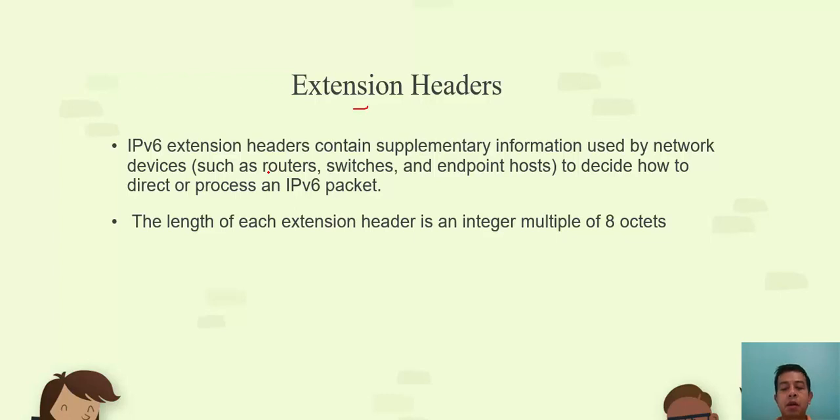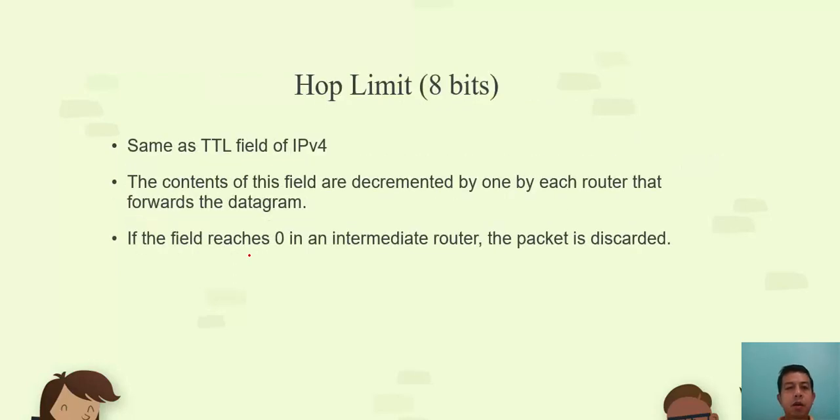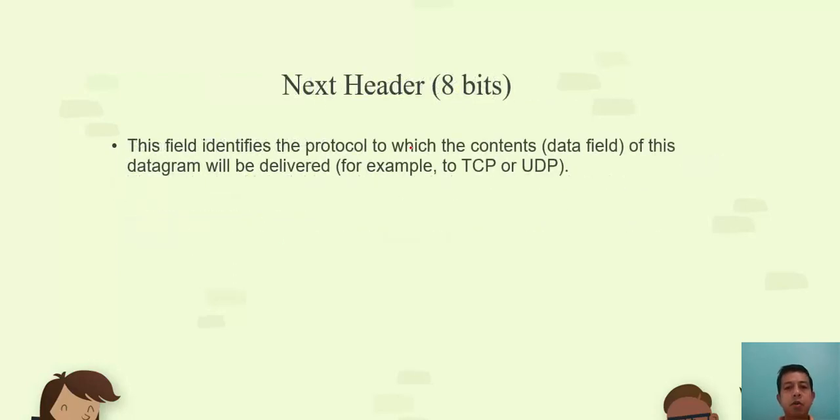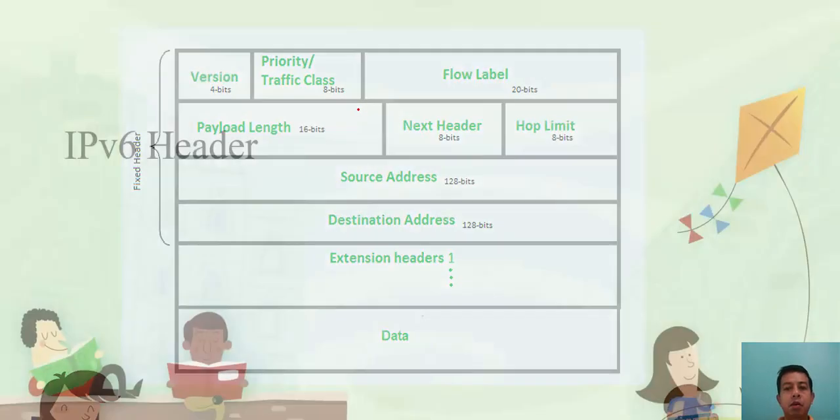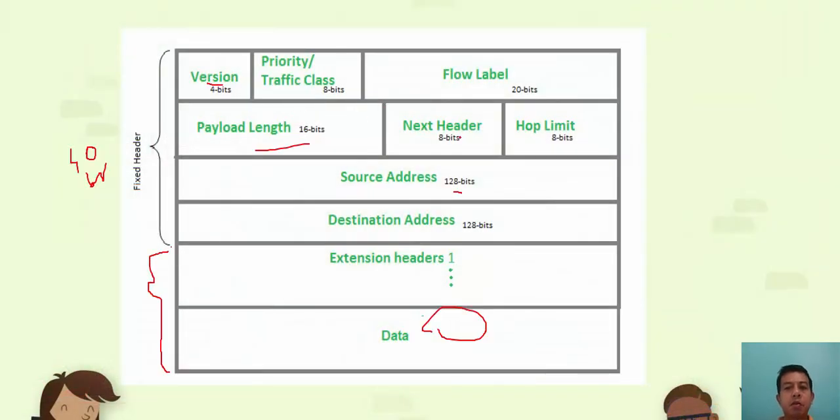Now how do the intermediate routers know that extension headers are used? This is done by using the header field next header. We have already seen that the next header field indicates the upper layer protocol. So if I use a particular number, it belongs to UDP. If I use a particular number, it belongs to TCP. If extension headers are used, then a particular number is used which indicates that this datagram is using extension headers.